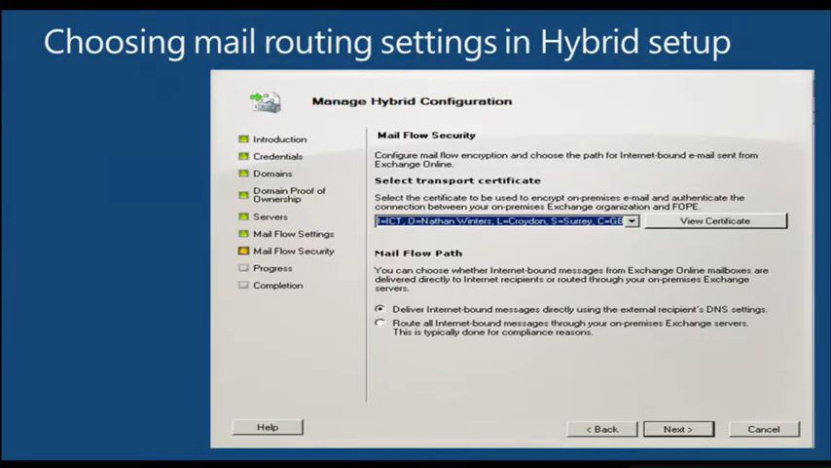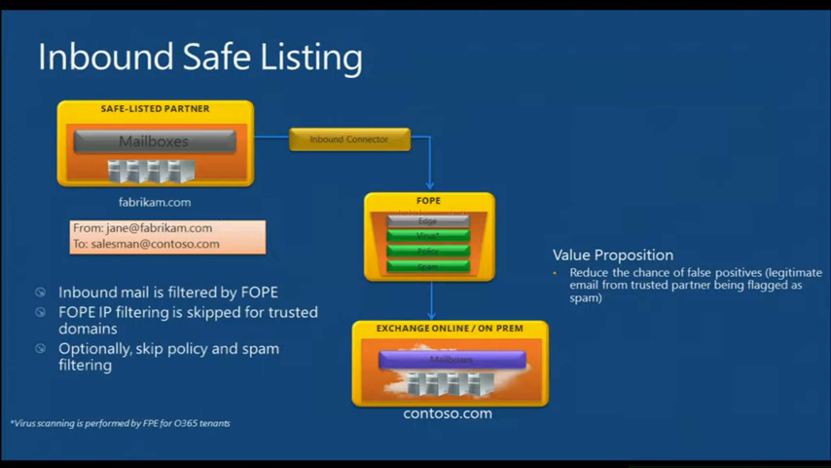If any of you have played around with hybrid, and you may have seen this in Ben Appleby's session a couple of days ago, this is where you set up the option of the different mail flow. You can see that we've got deliver internet-bound messages directly using the external recipient's DNS settings, but we've also got the option to route all internet-bound messages through your on-premises Exchange servers. That's what it's configuring. It's basically configuring that connector to route mail via the specific smart host.